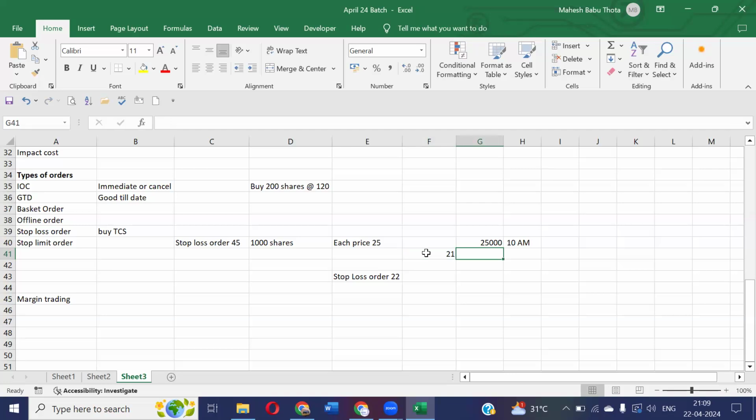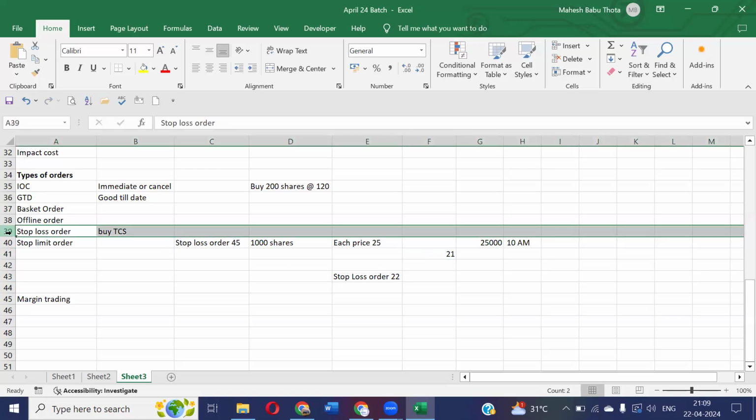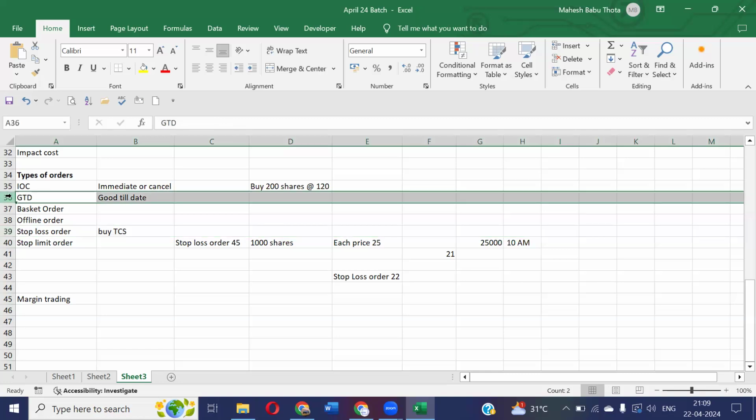Stop loss order means we are giving the trigger point. At that trigger point, our securities are ready to sell. Then why do I have to use the stop loss order? We have other orders also, right? Normally, we can give an order like 22 rupees to purchase or to sell. Why am I using the stop loss order only? We can use a good till date order also, right?